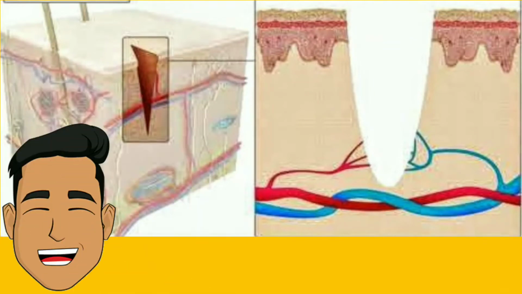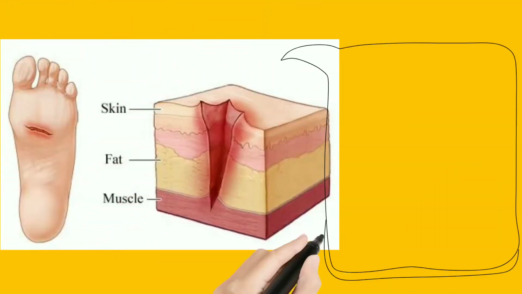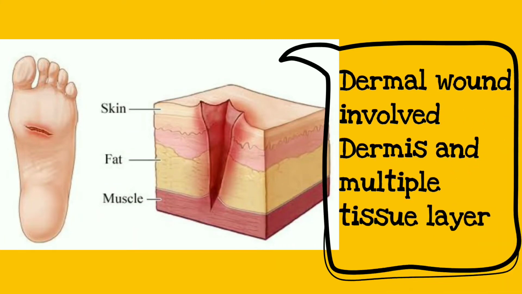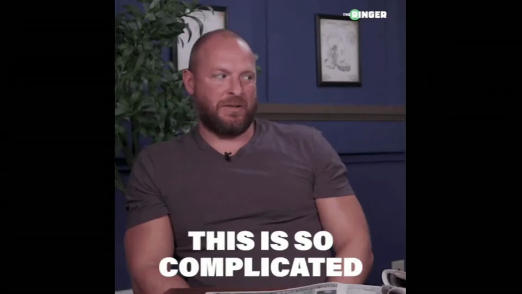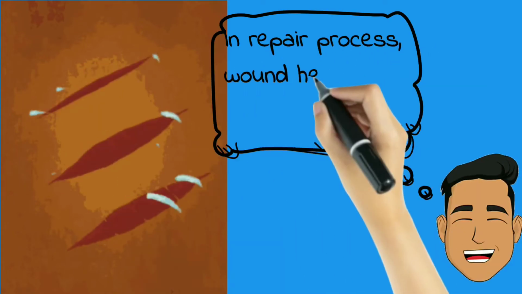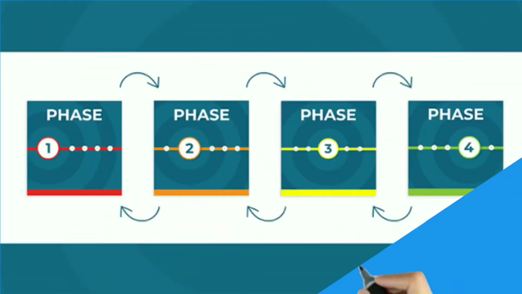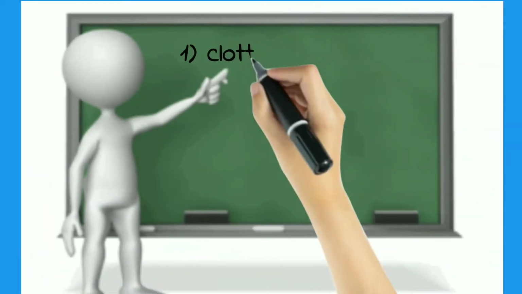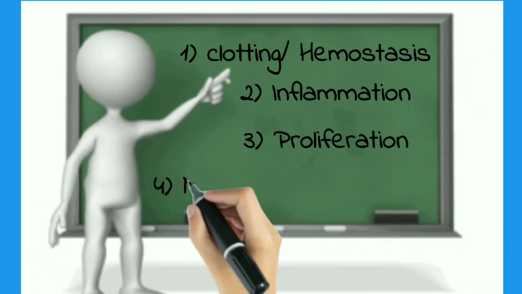A dermal wound involves the dermis and multiple tissue layers. Here, the healing is a very complex process. It occurs mainly in 4 steps. In the repair process, an incision or wound is healed by a healing cascade. This cascade has 4 phases, which are clot formation, inflammation, proliferation, and maturation.